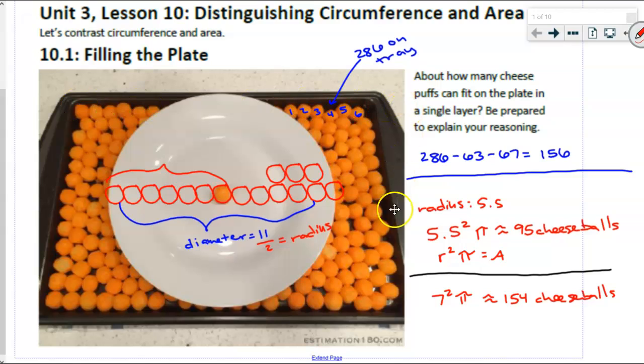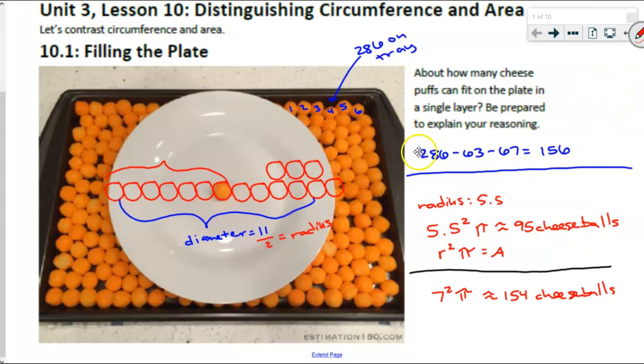If we didn't have that prior knowledge, then what strategy is one of the best ones to use? Counting the radius and finding the area. That's literally what we are asking for. If it's going to fill the entire plate, then that would be the area. That means we need to find the radius.